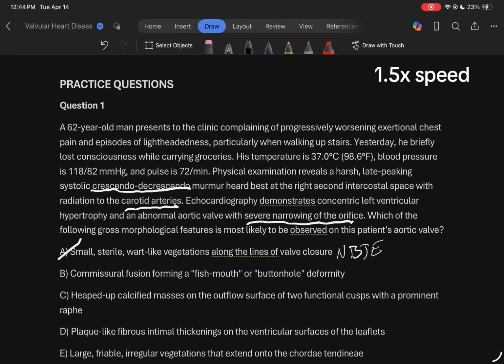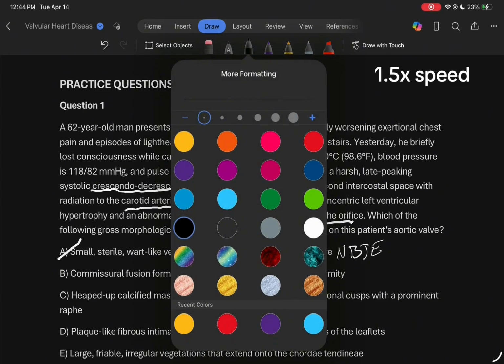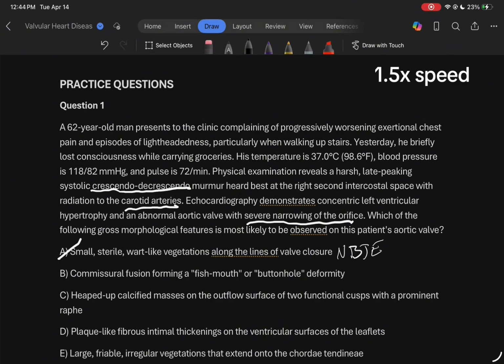Next one is going to be commissural fusion forming a fish mouth or buttonhole deformity. That's not going to be the answer because that's going to be rheumatic heart disease. I'm going to put RHD for that one.